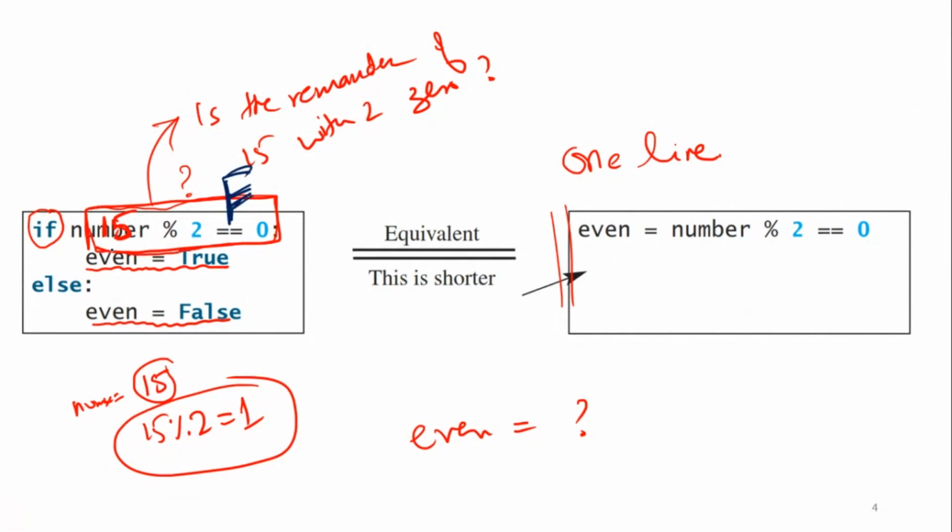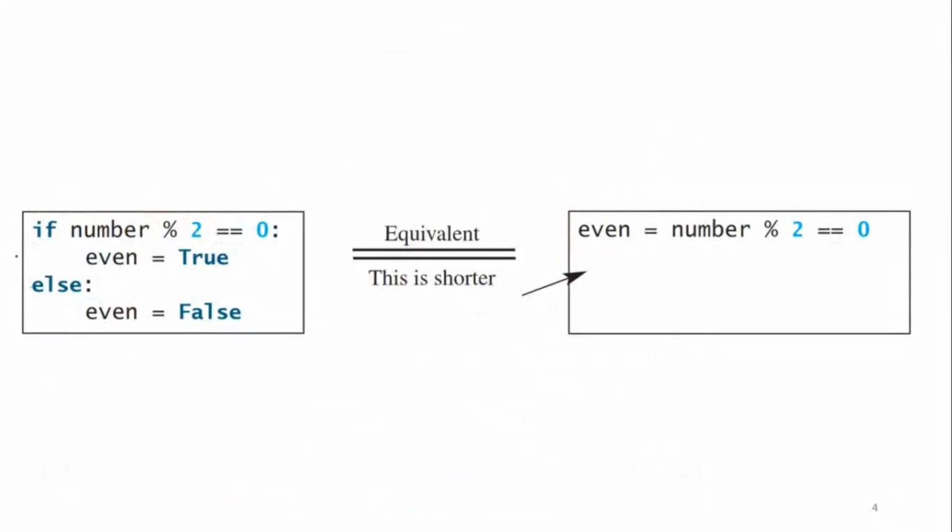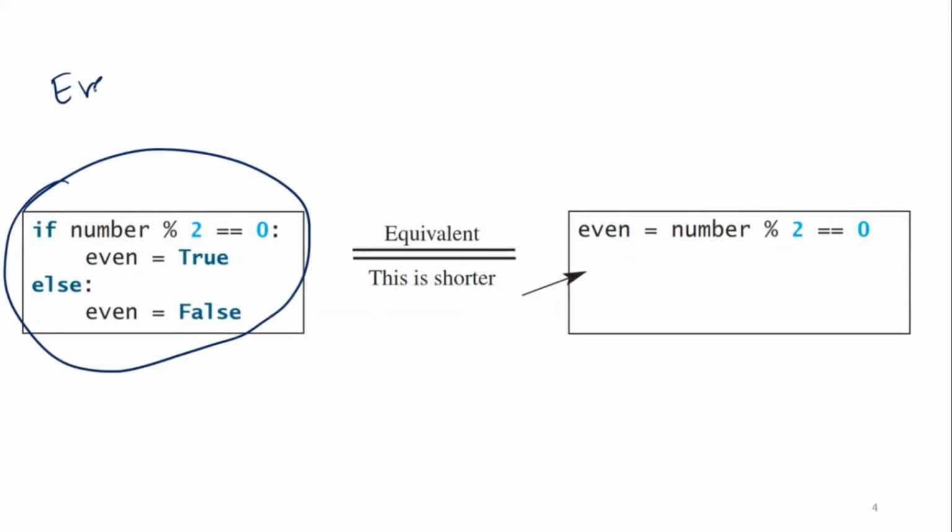So if it's false, would we execute this or not? No. Then where do we go? We go into the else, and therefore even is going to be false. So this is the output: even is false. Okay, do you all understand that? So what we see is that this code gives even true or false.